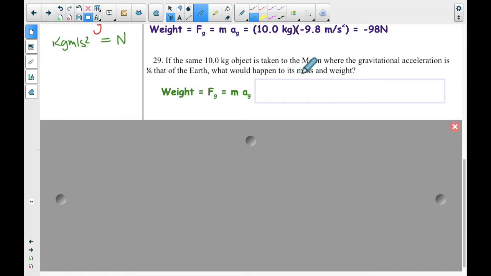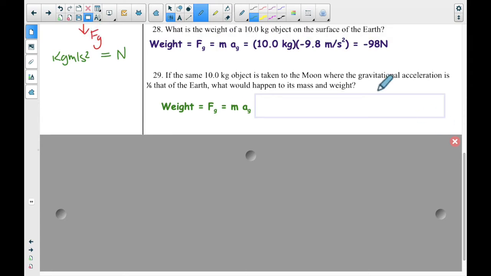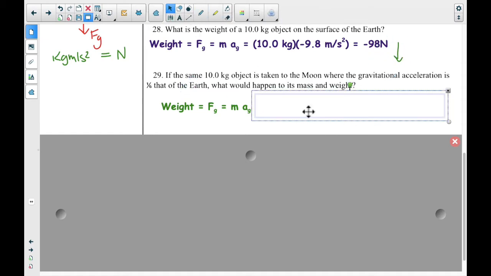All right, well, what if we take that same object, that 10 kilogram object, which was 98 newtons here on Earth. Actually, I should address just for a minute the negative sign. It's negative 98 because the force of gravity is working downwards. And so that's why it's a negative 98. So just keep that in mind. So if we took that same object to the moon and gravitation is 1/6 of what it is on Earth, then we would just take this number and multiply it by 1/6 or divide by 6.